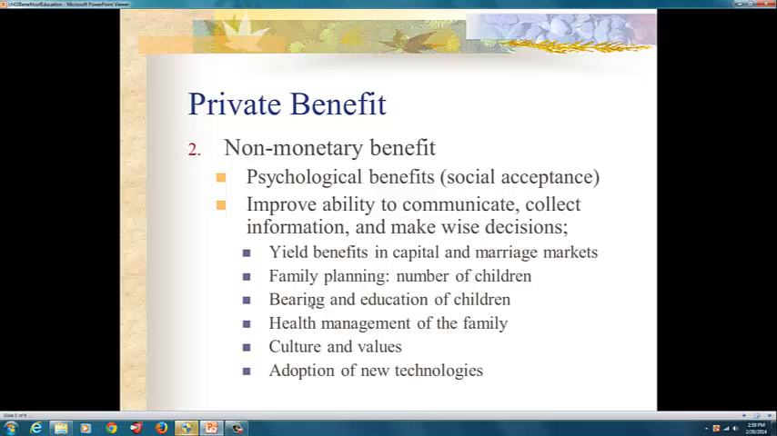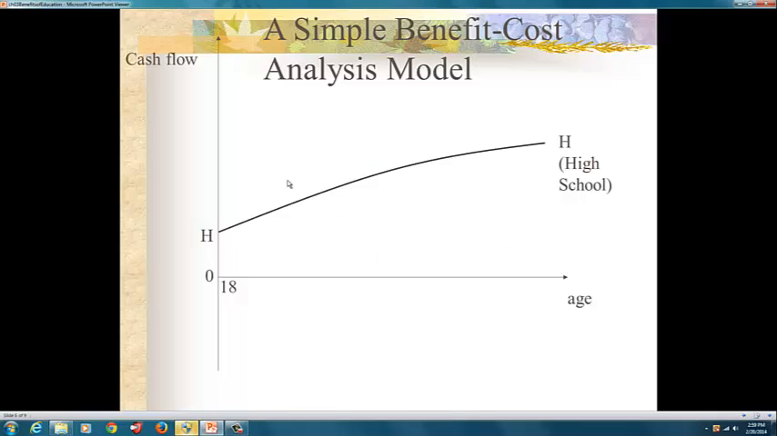Then you will also make different decisions in terms of the level of education that you encourage your children to pursue, health management of the family, culture and values, and even the adoption of new technologies. Now, in this graph that you're looking at now is where we will look at a graphical illustration of the benefits as well as a cost-benefit analysis model. But we focus on the benefits in this area.